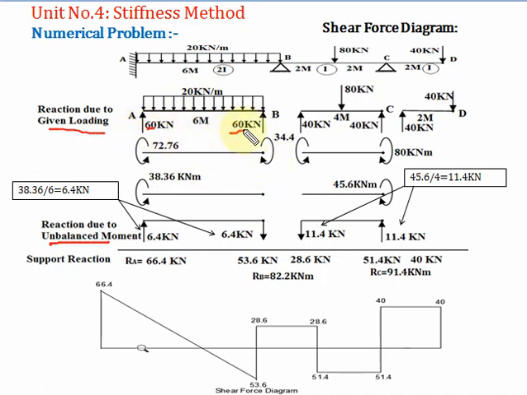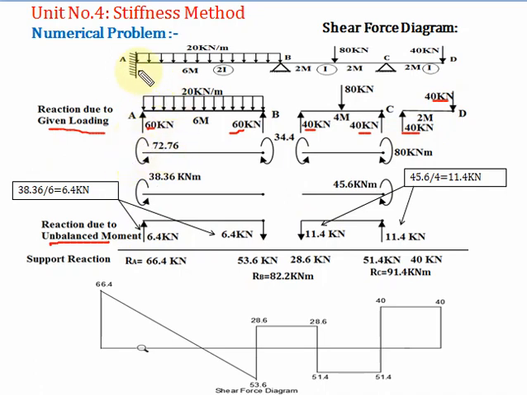we get 60. Now here the point load is at the center, so half will be taken by support B, half will be taken by support C. Here, as there is a cantilever, whatever point load is there will be at the support. Now after calculating the reactions due to the given load, we find the end moments.